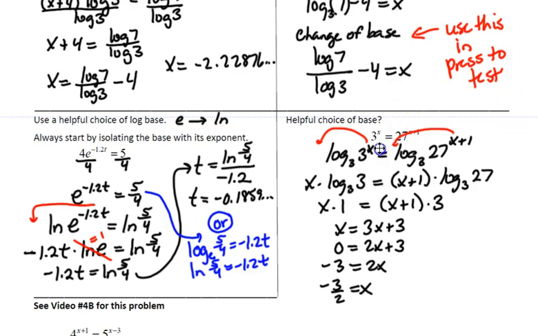So if we check this, 3 to the negative 3/2 and 27 to the negative 3/2 plus 1, those should equal each other. I'm not going to go through the check on the calculator because they are correct.